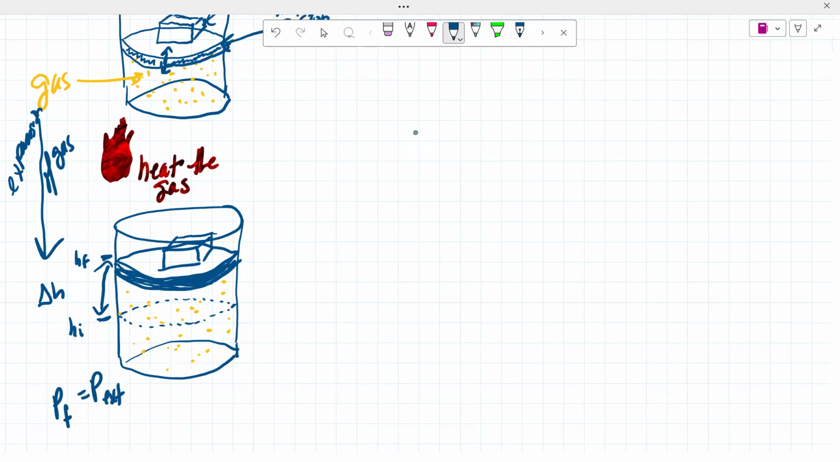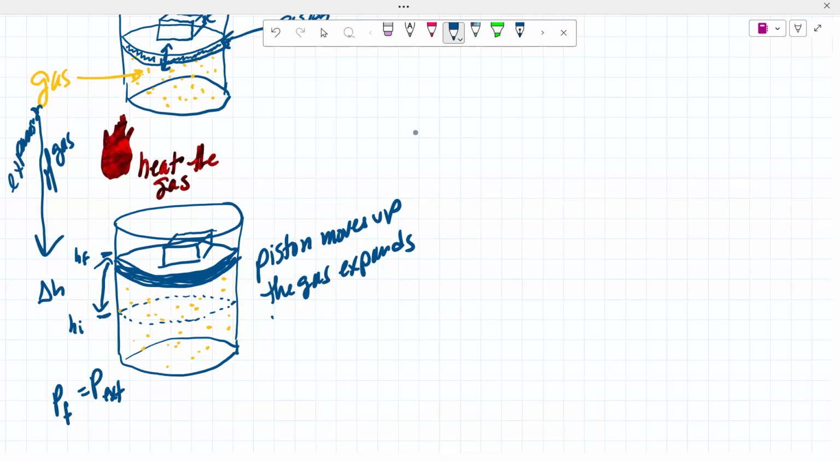All right, so my 20 minutes is up and it's time for exams. So let me summarize: the piston moves up, the gas expands. The system does work, and by the system, we mean the gas down here, on surroundings. In other words, it raised the box up because it pushed the piston up.